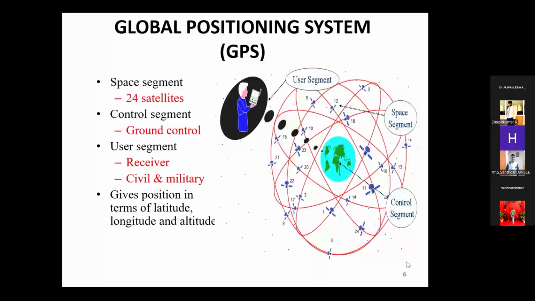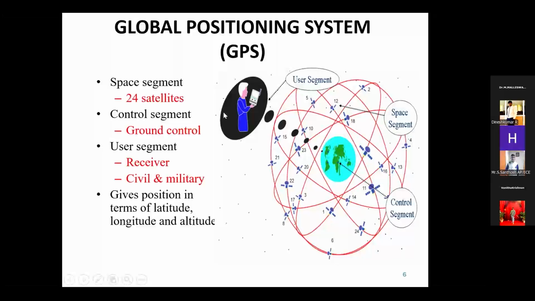GPS stands for Global Positioning System. Actually, it contains three segments. There are three segments that GPS involves during its complete working process. The first is the space segment. This segment is in space. It consists of 24 satellites. It has 6 orbits, and each orbit has 4 satellites. So totally 24 satellites are kept in the orbits, which are placed at an altitude of around 28 to 32 kilometers in space.